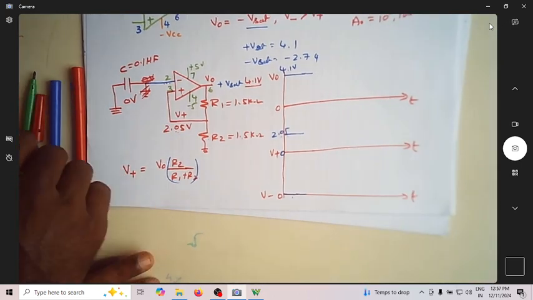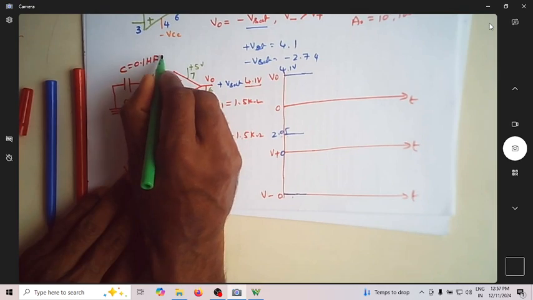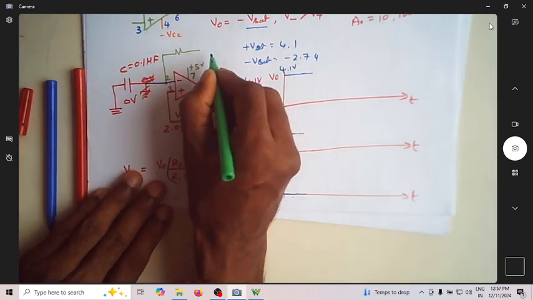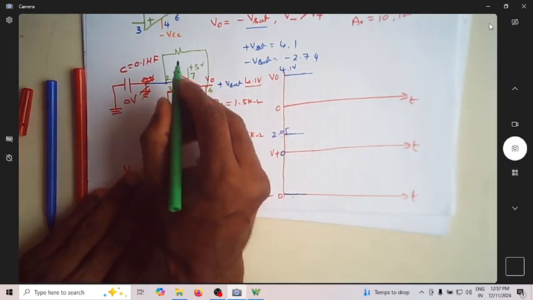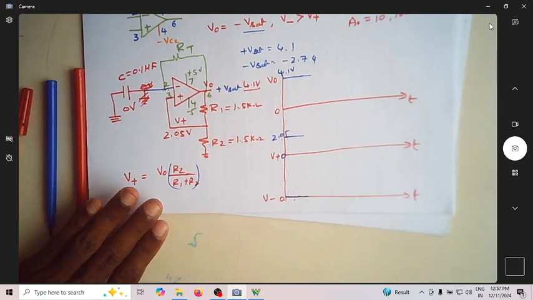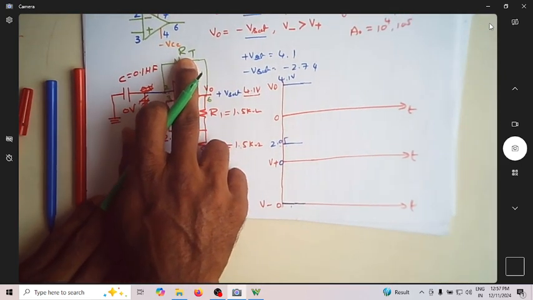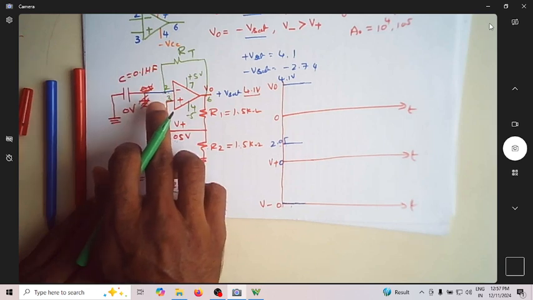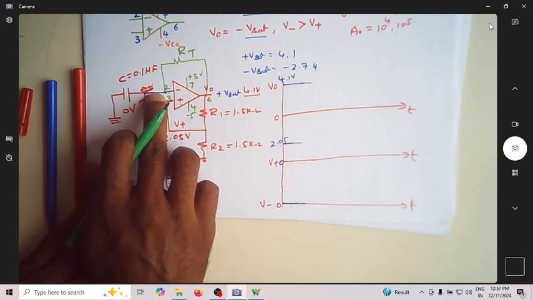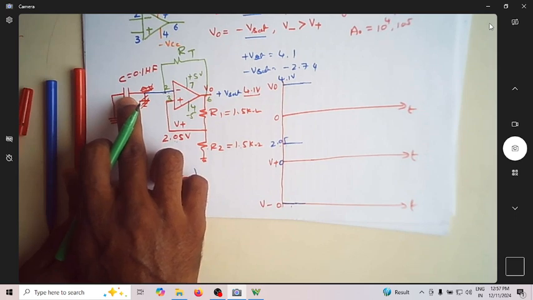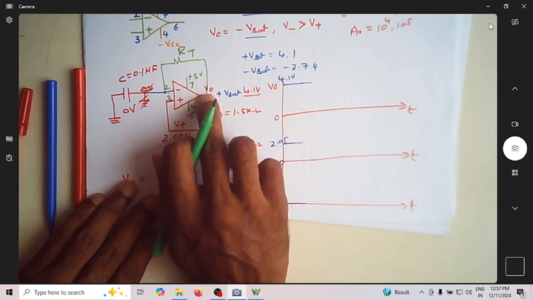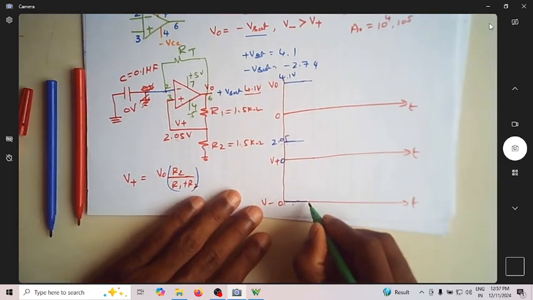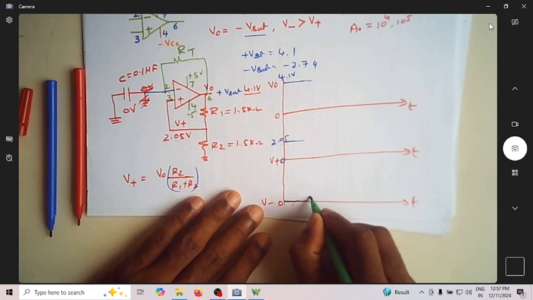Let us now assume that I introduce a path for this capacitor to charge. Let me provide some charging path, and let me say this is my RT. I have connected the resistor RT to my output voltage point, which is pin number 6, and this is in turn connected to pin number 2. Now this capacitor has a connection to pin number 6, which is at 4.1 volt, through this resistor RT, so now this capacitor starts charging.